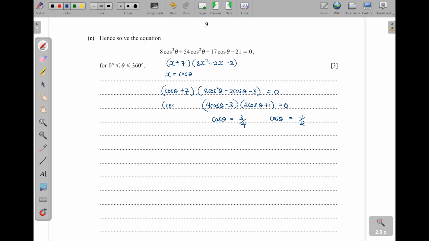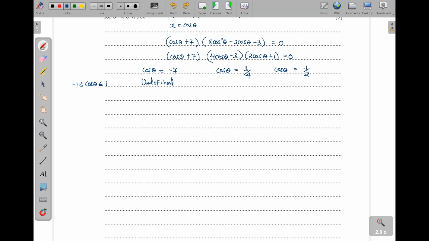And then here we also have the cosine of theta plus 7. That means I can put it here also, cos theta is going to be equal to negative 7. Of course, this one is undefined because cosine ranges between 1 and negative 1. It doesn't go beyond this, okay? So when you get the arc cos of negative 7, it will give you math error. Now here, our theta is going to be the arc cos of 3/4. And also here, theta is going to be the arc cos of negative 1/2.